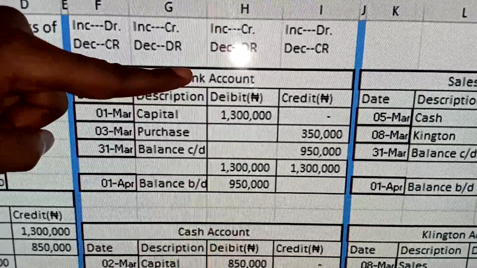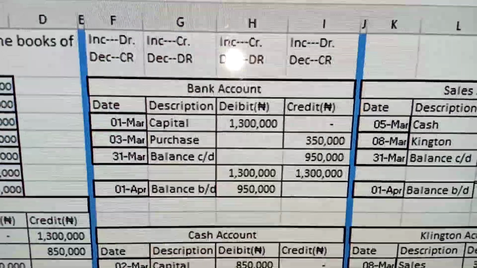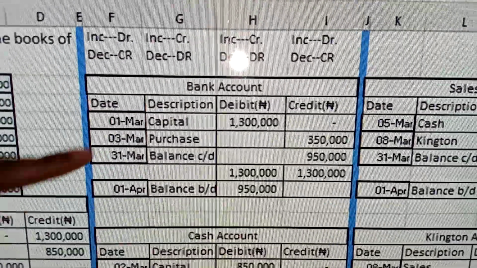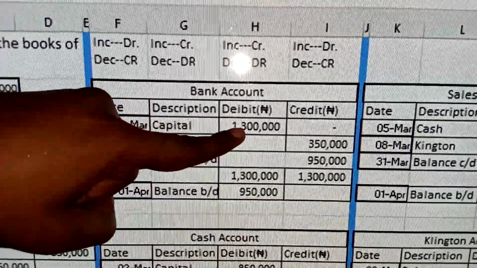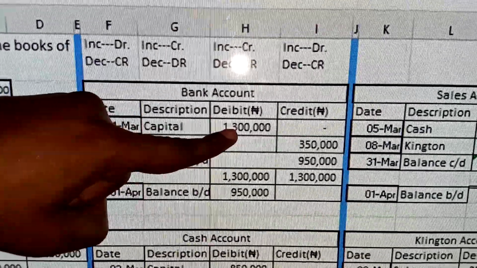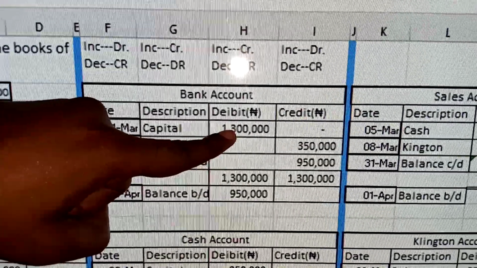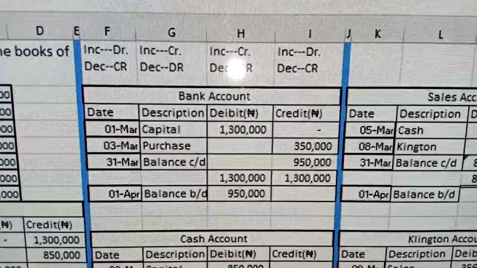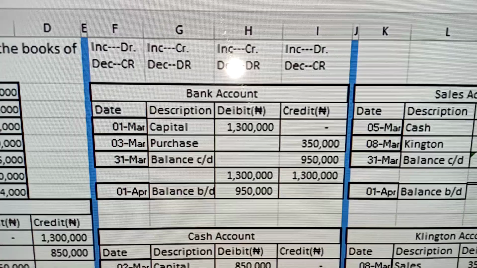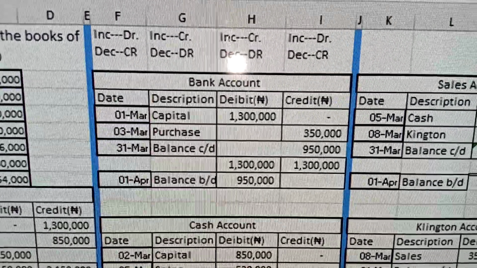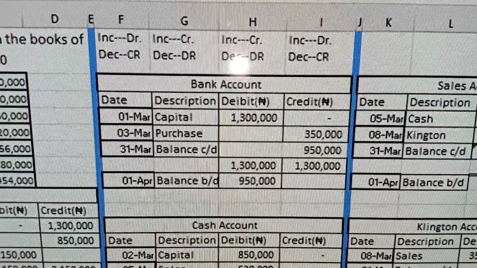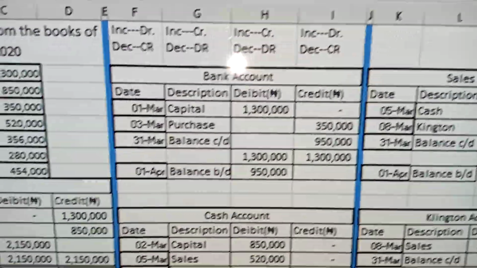Remember, bank is an asset. It's increasing. So we debit. So we say 1st of March, Capital, 1,300,000. Now that we have debited bank and credited capital, that is the application of double entry for that first transaction. So we'll go to the next transaction.